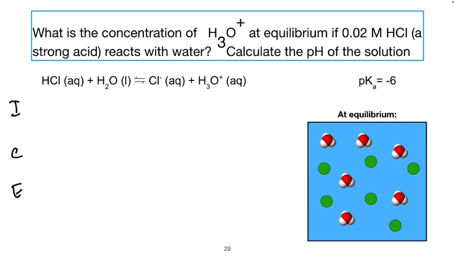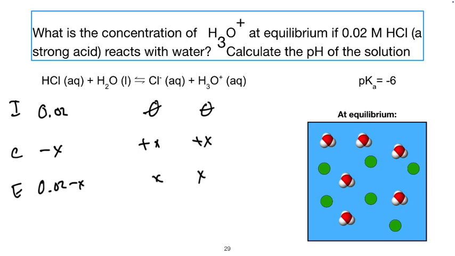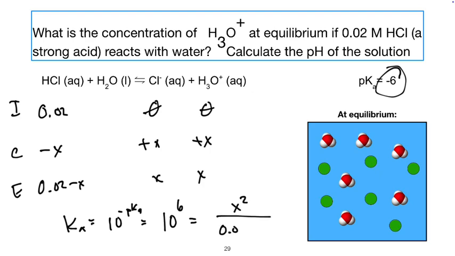But if we take 0.02 molar HCl, that's our 0.02. We start with 0 and 0. What happens? This goes down by x, this goes up by x, this goes up by x. We get 0.02 minus x, x, x. One thing that was a problem is people tripped up on that negative pKa, which means if you go through to calculate your Ka, that's going to be 10 to the negative pKa, which is going to mean 10 to the positive sixth. We could go through, set this up, x squared over 0.02 minus x.